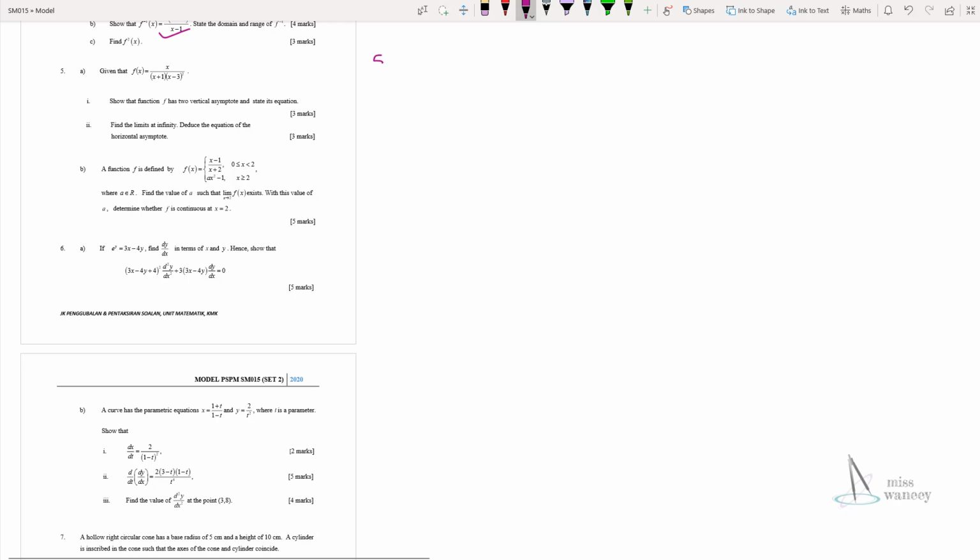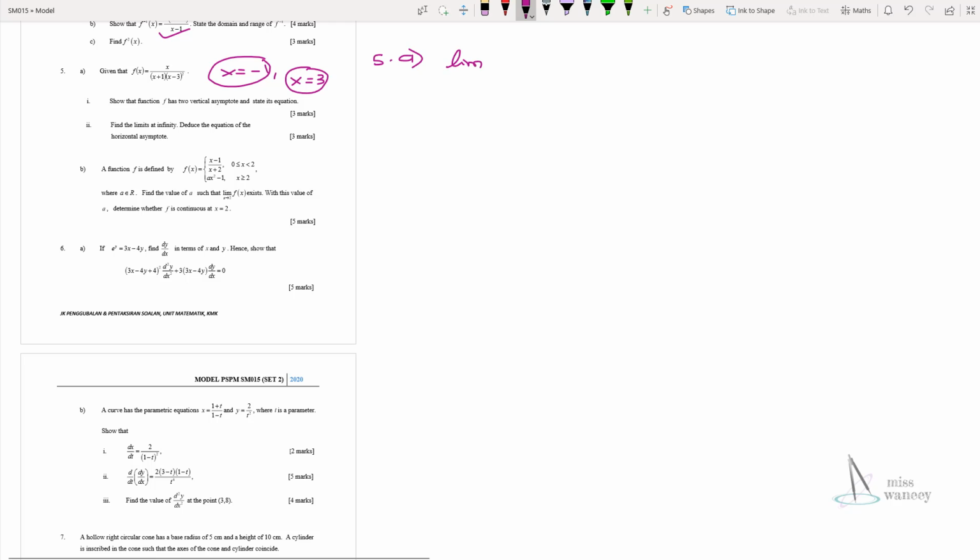Okay, so number 5a. Basically, if we want to know what our vertical asymptote is, we need to make sure our denominator equals 0. So either x equals negative 1 or x equals 3. I think this is actually my vertical asymptote, but to show this, I need to apply the limit.